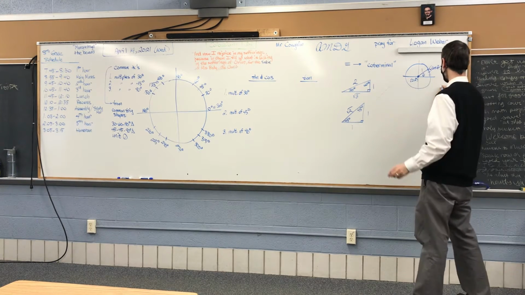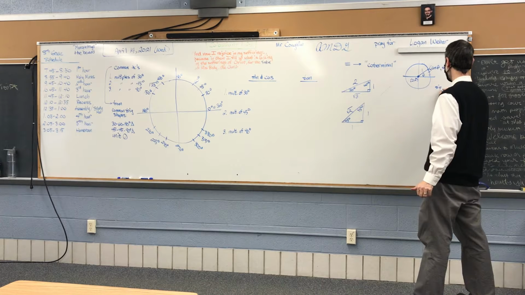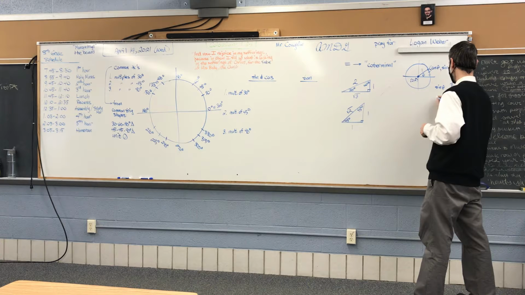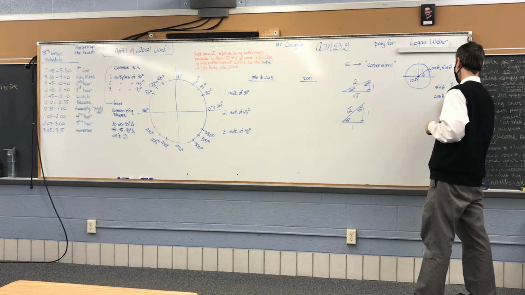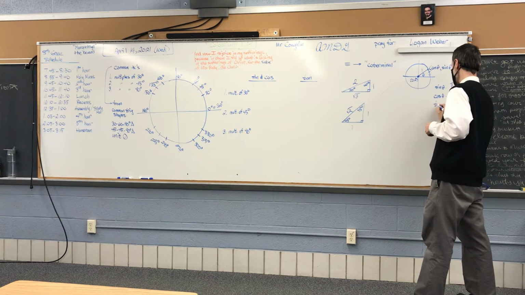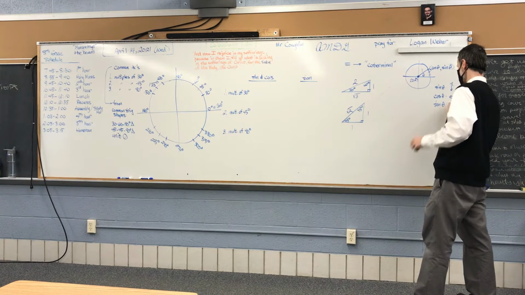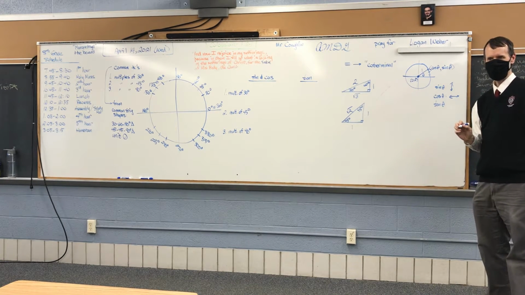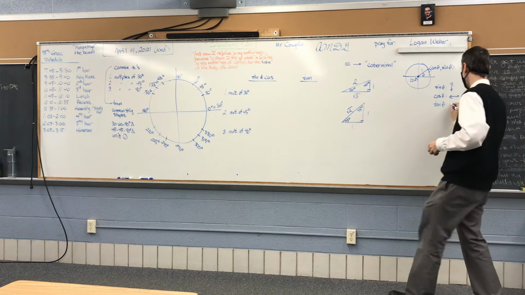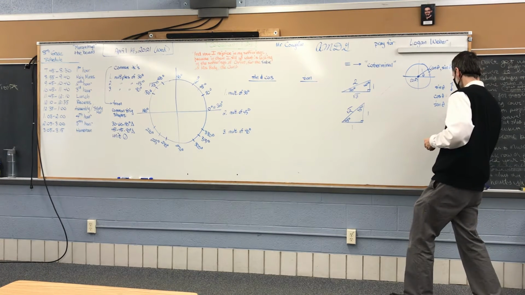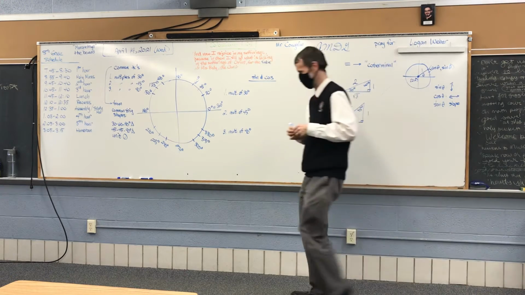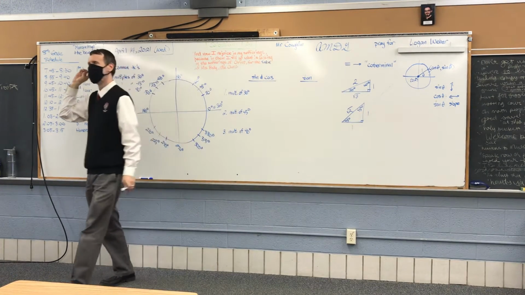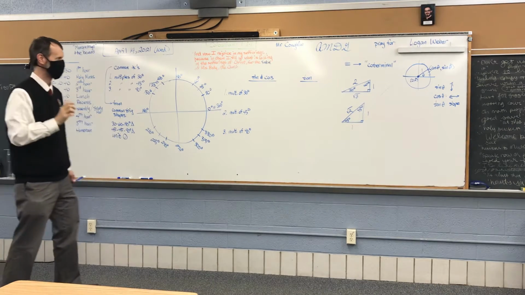So on the unit circle, we know that sine of theta, and you said this earlier, is up, down. What's cosine? Cosine is left, right. And what's tangent? Tangent on the unit circle is slope. So memorize those.